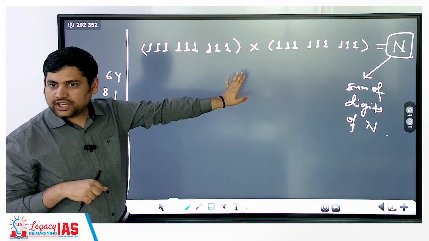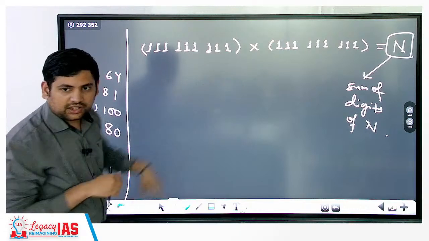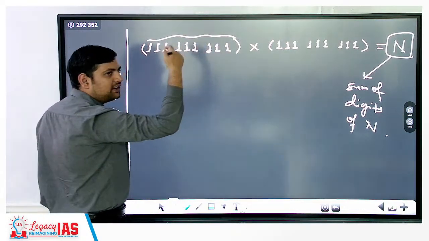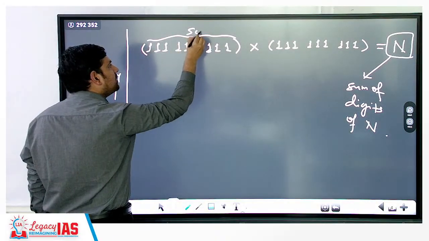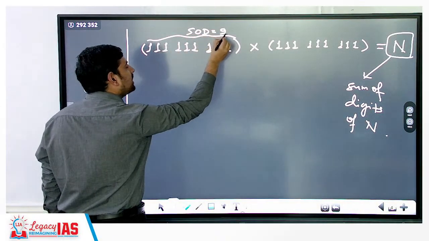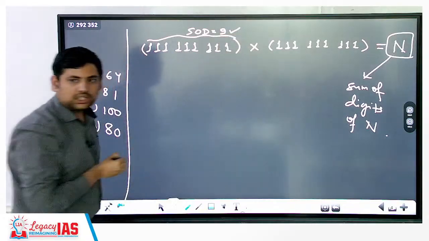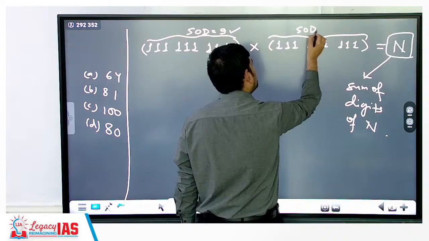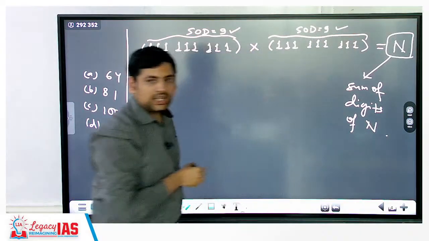So basically, if you see this number, it is divisible by 9. Can you see why? Because the sum of digits here is, you add 1 nine times, what do you get? Sum of digits is equal to 9. That means this is divisible by 9. Similarly, this is the same number. So here also the sum of digits is equal to 9. So this is also divisible by 9.